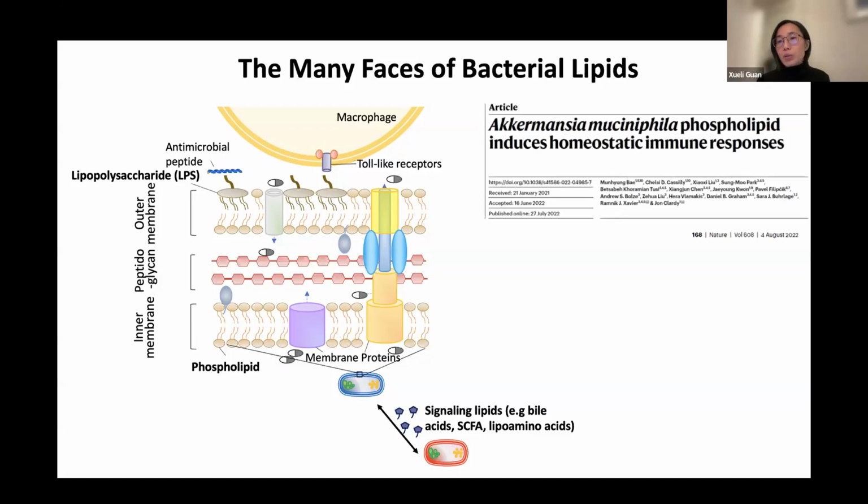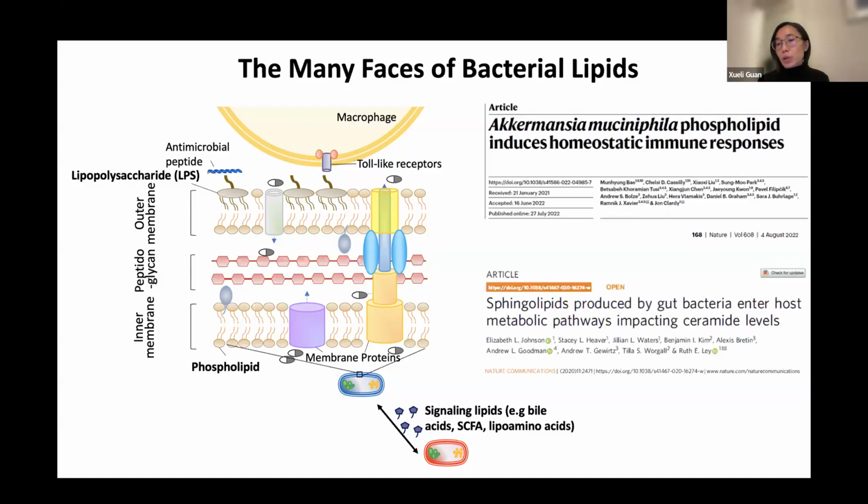One such example is the gut microbiome bacterium Akkermansia muciniphila, for which in 2022 the group of John Clardy reported that a branched-chain phosphatidylethanolamine from this bacterium is able to induce immunoregulatory functions. In addition, the group of Ruth Ley and others have found novel sphingolipids in gut bacteria. In this study, they showed that the sphingolipid produced by the bacteria is able to enter the host metabolic pathway and impact host ceramide levels. So we are in exciting times with new discovery of new lipids in many bacterial species.